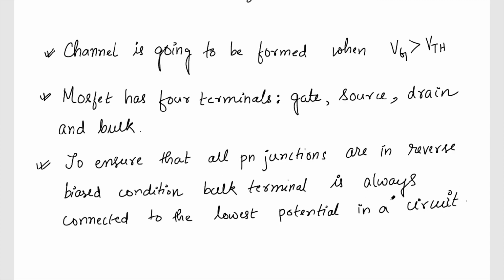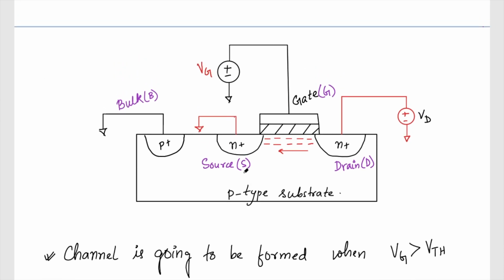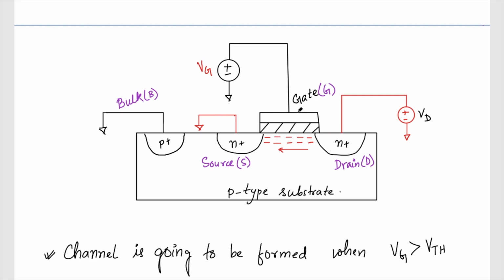So this has to be followed, and we actually follow this in any circuit design, that we always try to connect this bulk terminal to the lowest potential. If the lowest potential is 0, it will be connected to 0. If it is like minus 10, then it will be connected to minus 10. Now let's see the operation of this conduction of current in more detail.